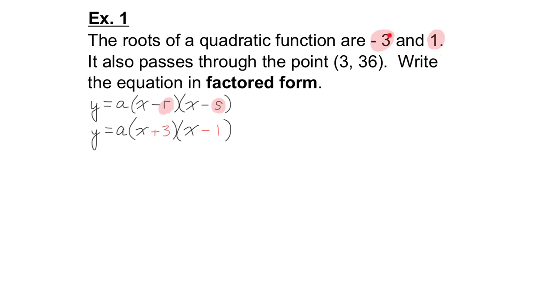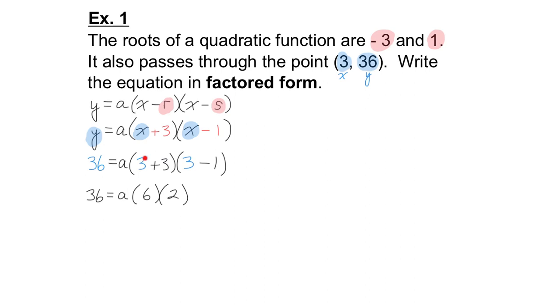Because I know the roots, I can plug them in for r and s, but I still don't know what my a value is. If I want to solve for a, I need to know what x and y are. Well, that's where this other point comes into play. Remember, coordinates are written in the order x, then y. So when x is 3, y is 36 on this function. So where I see an x, I can replace it with a 3, and where I see a y, I can replace it with 36. And once I do that, this is now my equation. The only thing I don't know is a, which is good because now I can solve for a.